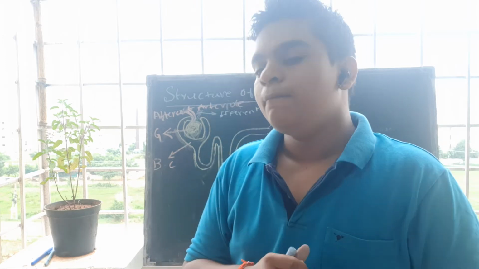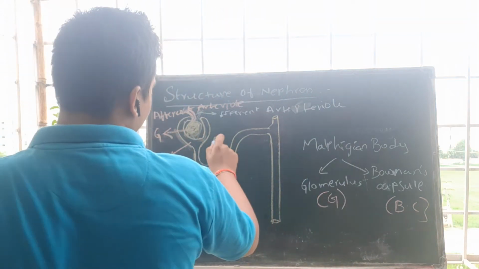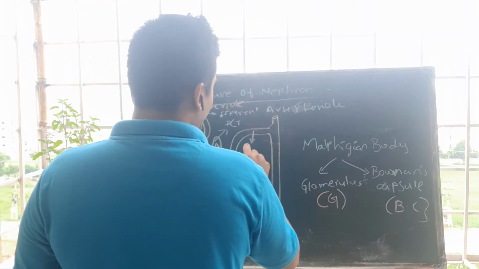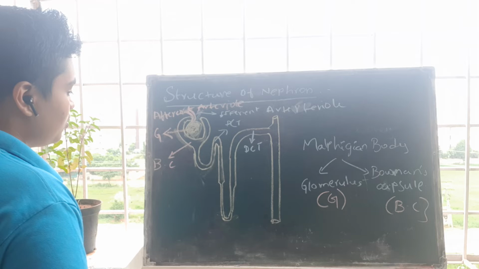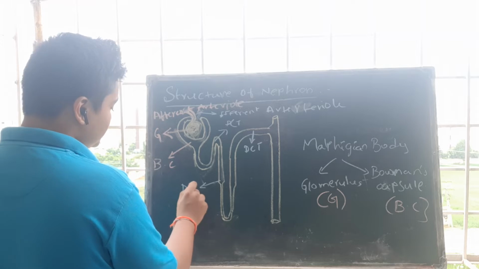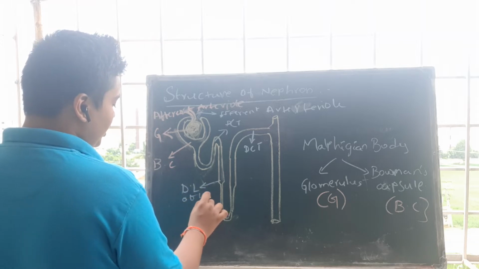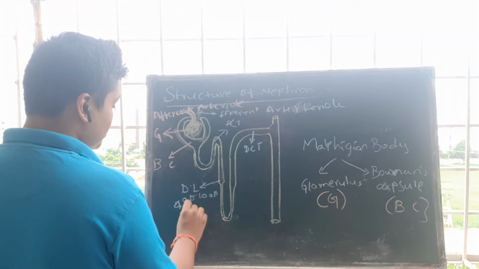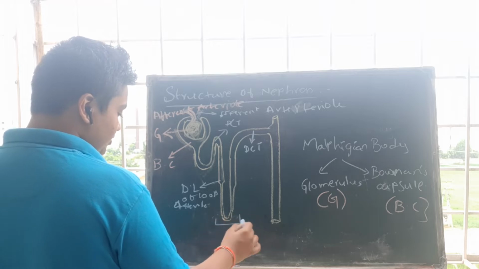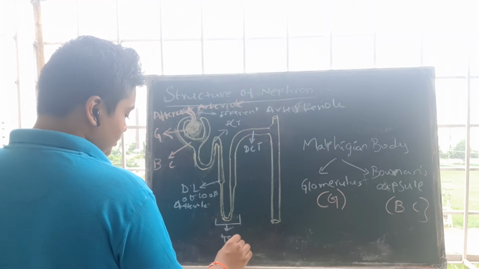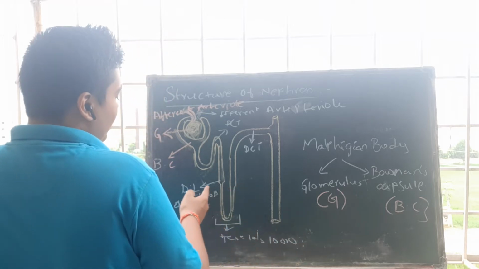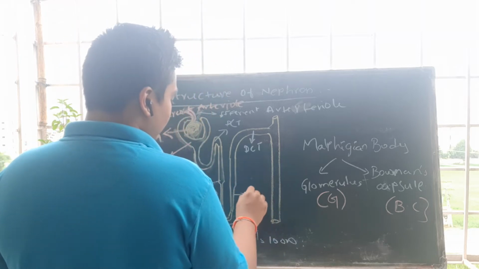Now this is your PCT, proximal convoluted tubules. This is your DCT, distal convoluted tubules. This is your descending limb of loop of Henle. This is your Henle's loop or hairpin bend. If this is descending limb, this would be ascending limb.